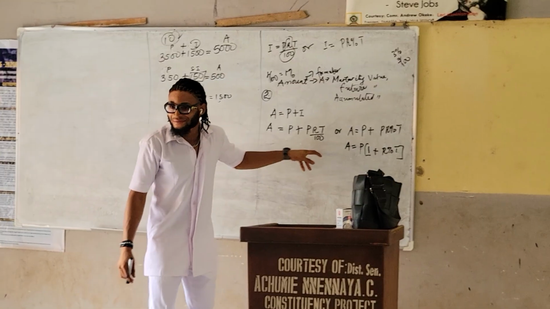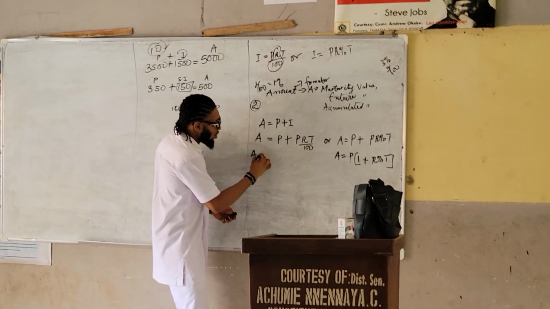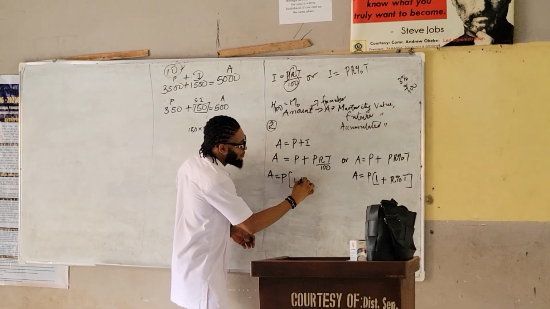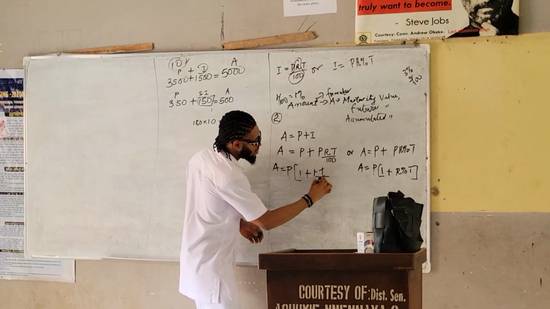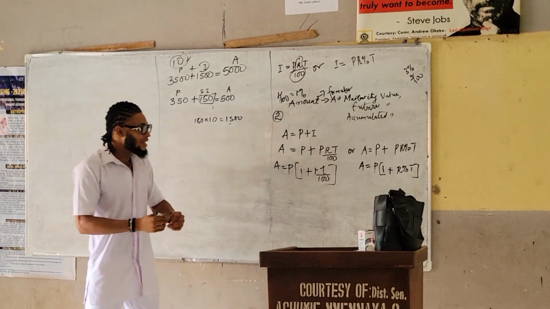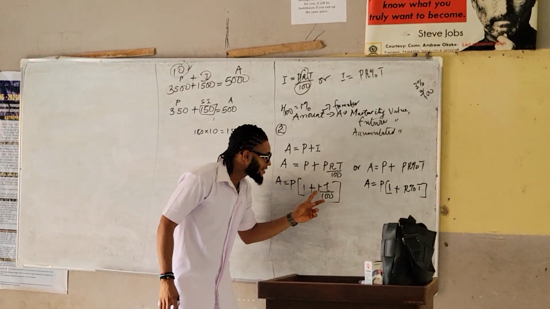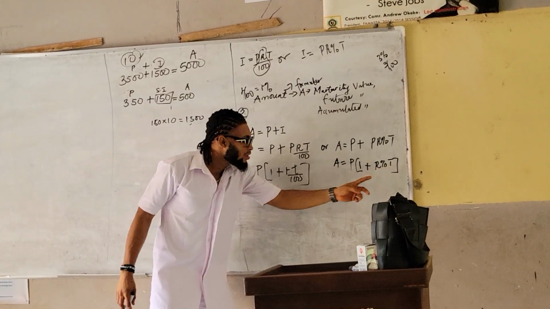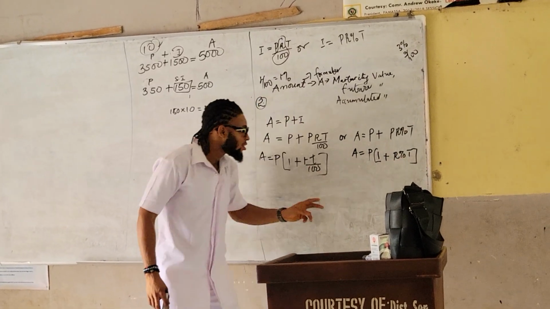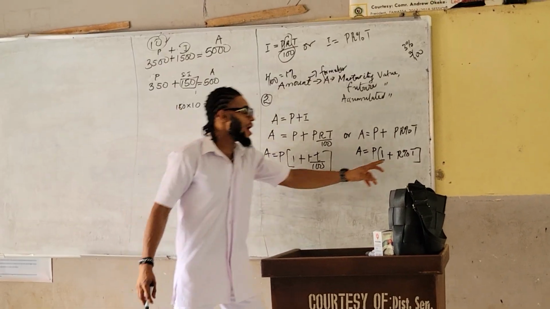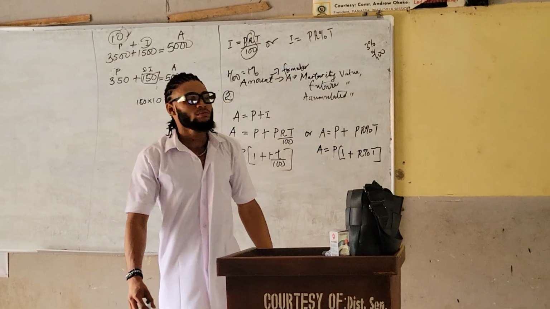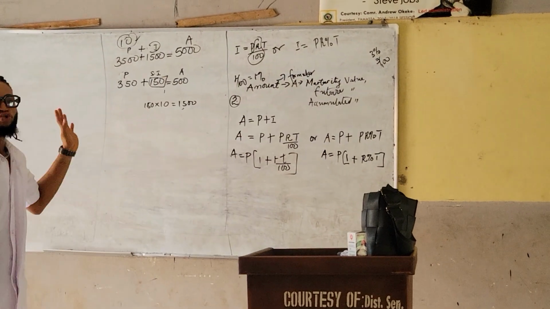Now, watch here. You can say A is equal to P, open bracket, 1 plus RT over what? The reason for R over 100 is R what? Percent. You can say R over 100 or R percent. That is how to beat you. No stress.